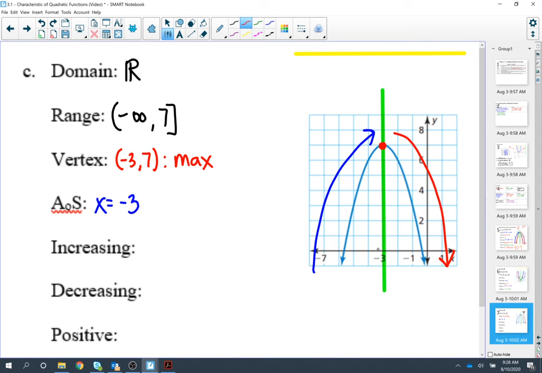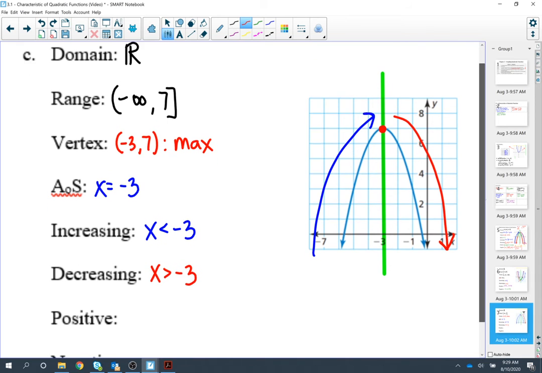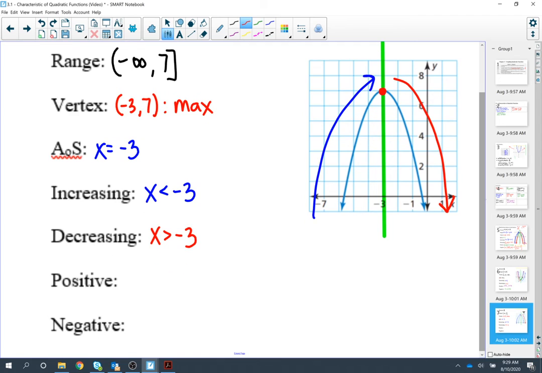And then that axis of symmetry cuts it in half. So to the left of -3, it's going up. To the right of -3, it's going down. However you want to kind of do that in your head. So increasing when x is less than -3. Okay, and again, that arrow points to the left, so the left side is going up. Decreasing when x is greater than -3 is the part of the graph that's going down.